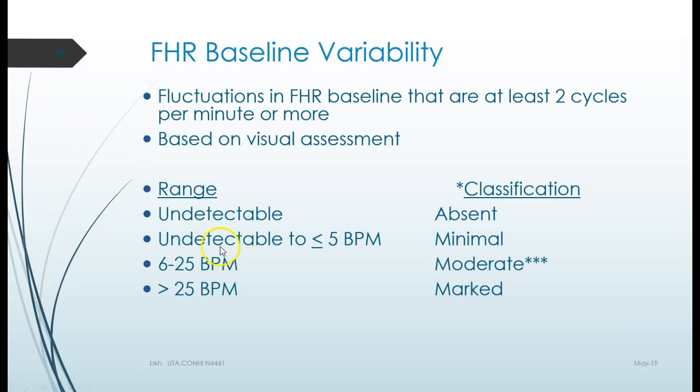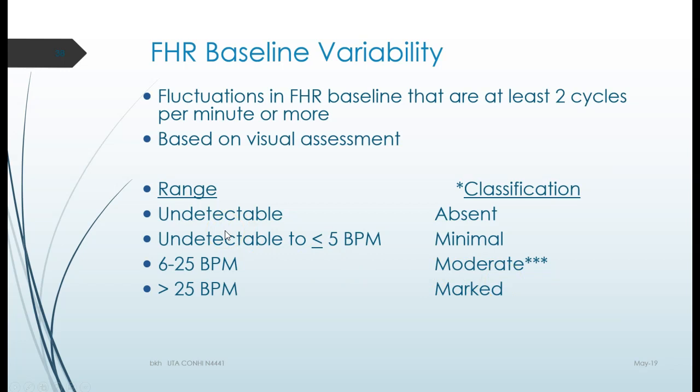So here's our ranges right here. This is what we see. This is what we're going to document. And we have to document variability every time we talk about the fetal heart rate. We're going to talk about what its baseline rate is, 125, with minimal variability. And that's going to tell us a lot, and you'll understand that here in just a little bit.